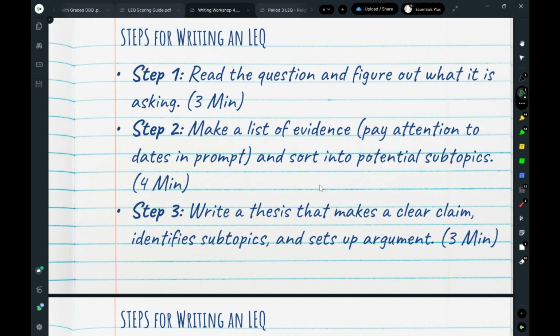But the only way to get points for evidence is to use specific pieces of evidence that relate to the prompt from the years in it. So if it says from 1700 to 1775, and you mention the Declaration of Independence, even though that might support your answer, that's 1776. It doesn't count. It cannot count. There's no leeway there. There's a reason that they pick the years that they do. They have a whole purpose, and the readers are not going to give that to you. So you've got to make sure that you have that.